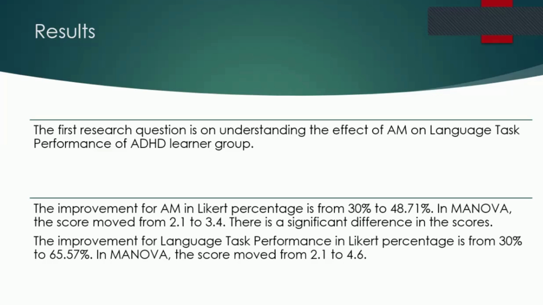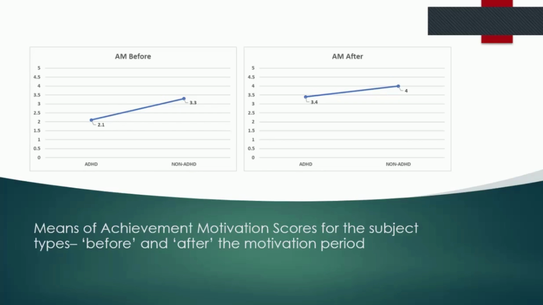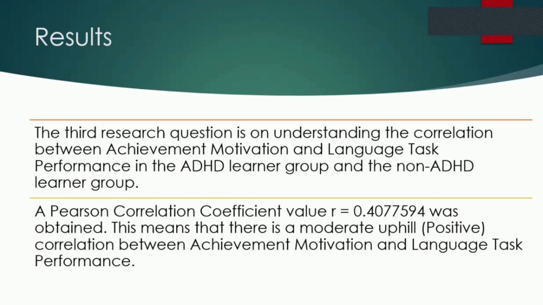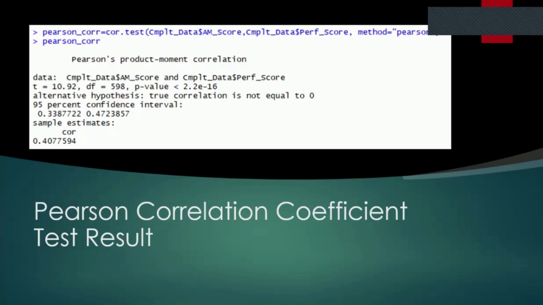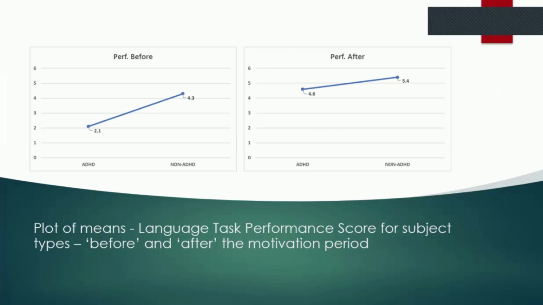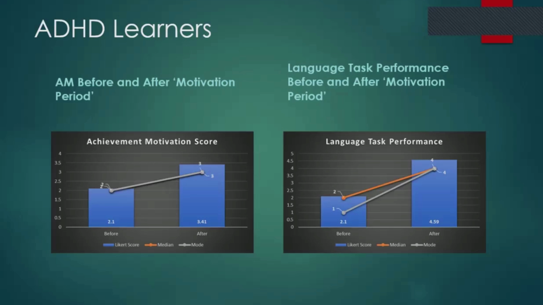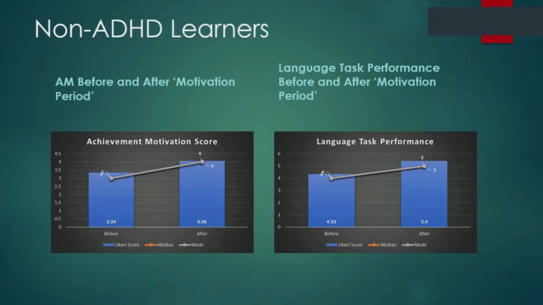This also made me wonder, and I looked at a Pearson correlation coefficient to see whether language task performance and achievement motivation were related, and the results gave me a moderate positive uphill correlation, showing that there was a positive trend between AM and language task performance. Coming to the graphs, as we can see, there is an improvement in their achievement score as well as their language task performance, both in the pre-test and the post-test. But in the case of the ADHD learner, the improvement is huge. For the non-ADHD learner group, there is an improvement in the language task performance, but compared to the ADHD learner group, their improvement remains minimal.